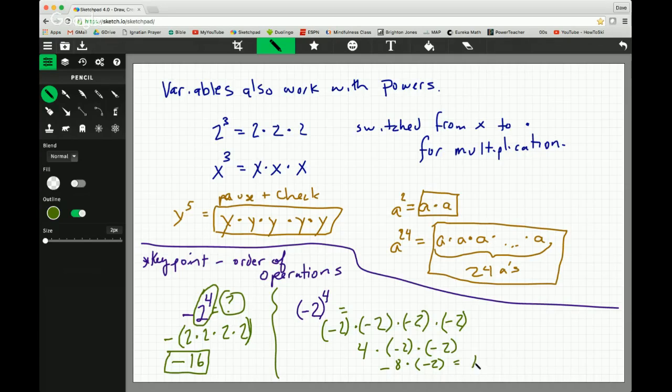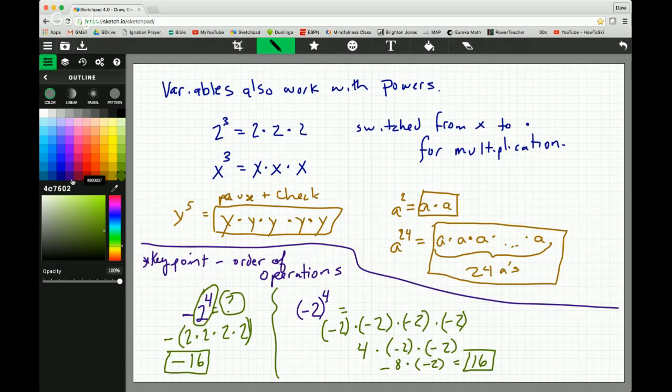And so that equals 16. So -2 to the 4th is not the same thing as (-2) in parentheses to the 4th. So you got to be careful. I'll say that again, and we'll put it in another box. Say -2 to the 4th does not equal (-2) to the 4th.